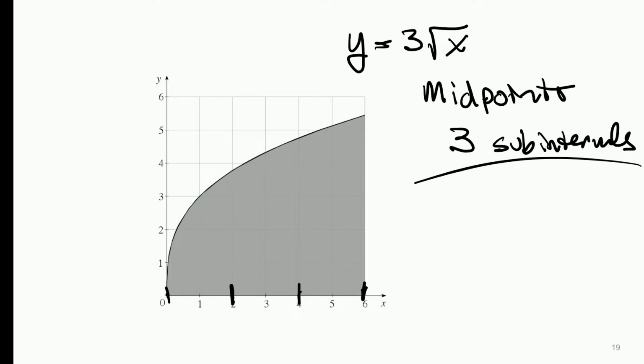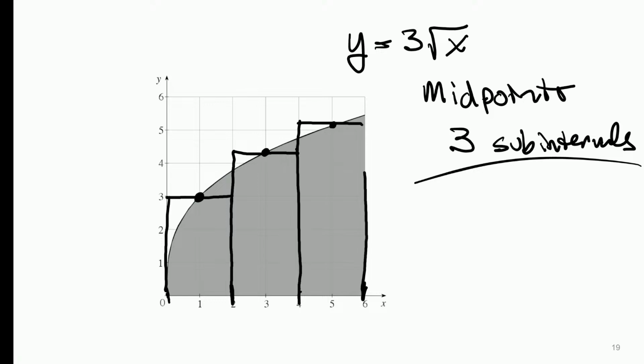Beautiful, aren't they? And then I'm going to put my midpoint, so the height of the rectangle will match the midpoint of the subinterval. So there's the first one, here's the second one, and here's the third one. There we go. Lovely.